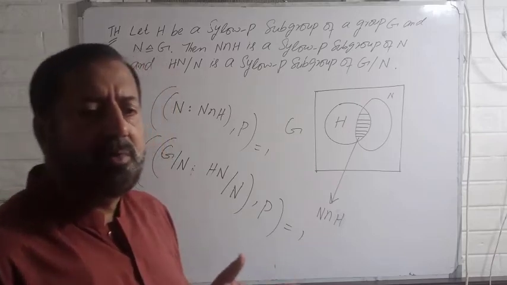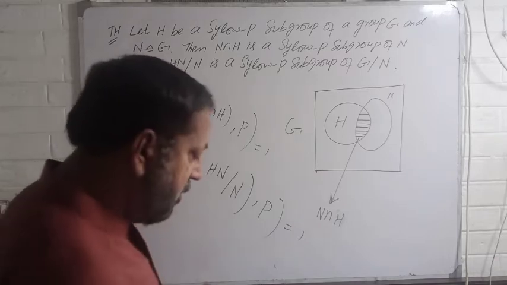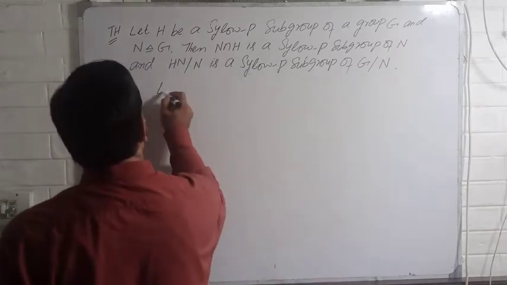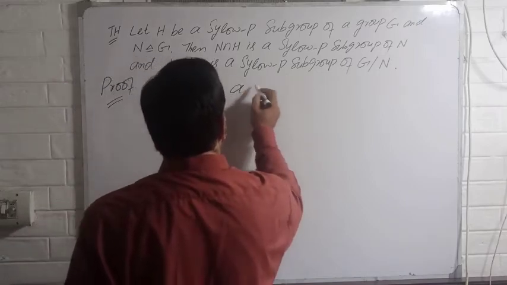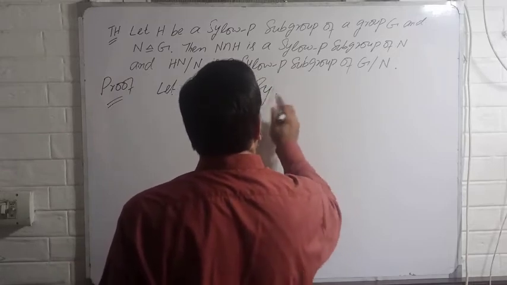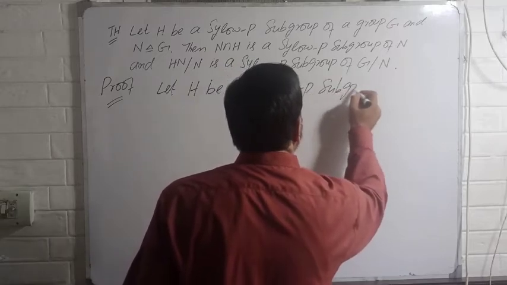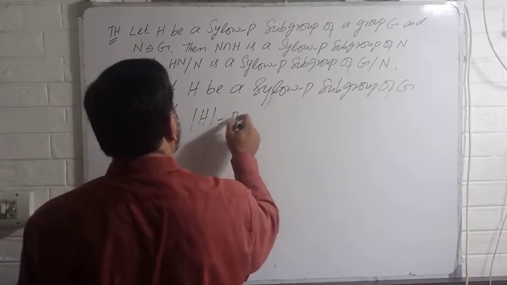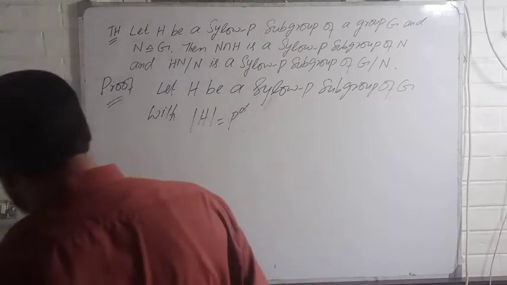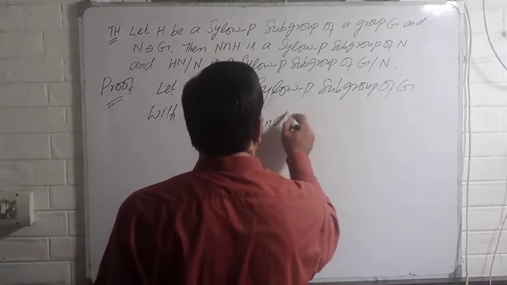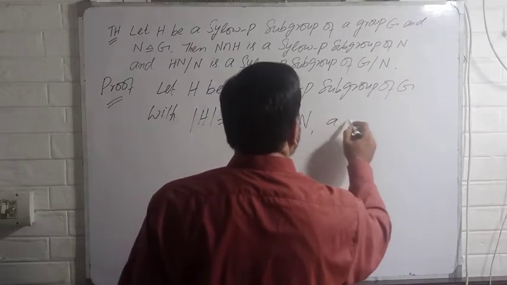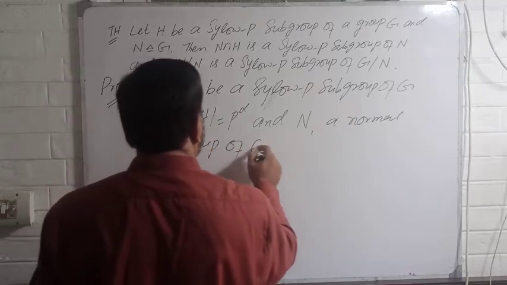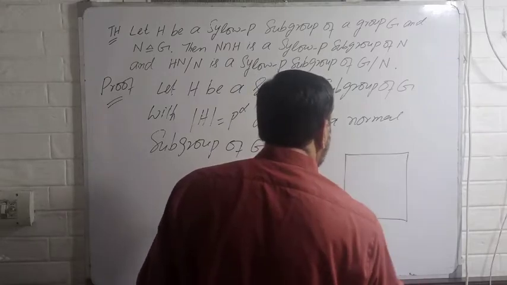Now we want to give its formal proof. Let H be a Sylow-p subgroup of G with order of H equal to p power alpha, and N a normal subgroup of G. Okay, you also know a very clear result.